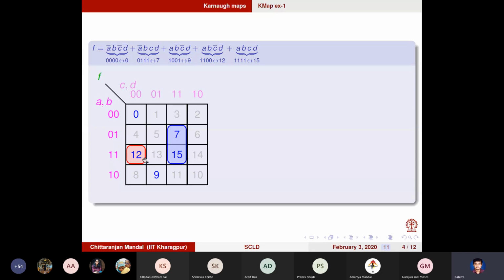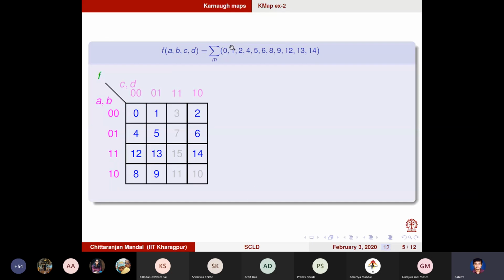This is a separate minterm which is not reduced. This is another minterm which is not reduced. So your total reduced expression will be BCD plus this minterm plus this minterm plus this minterm. Okay, so this is what it will be.